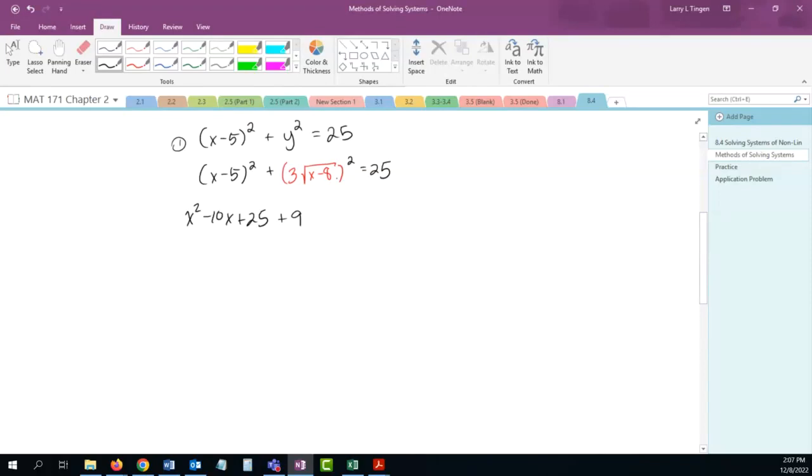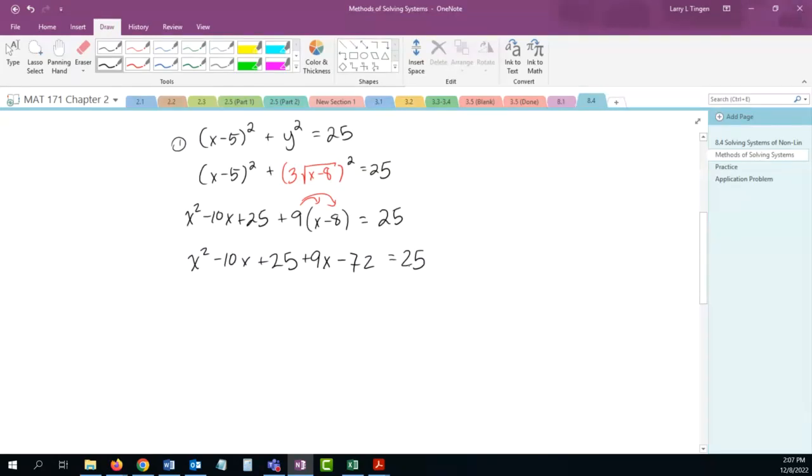3 squared is 9. The square root of x minus 8 times the square root of x minus 8 is x minus 8. And then the right-hand side's 25. x squared minus 10x plus 25. Distribute that 9. So it's going to be plus 9x minus 72 is equal to 25.